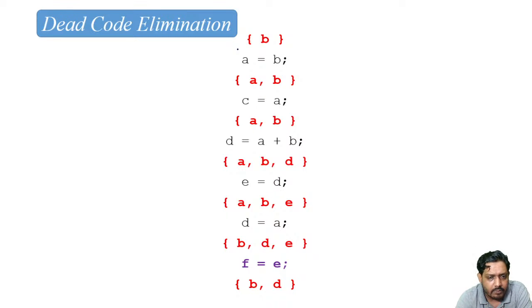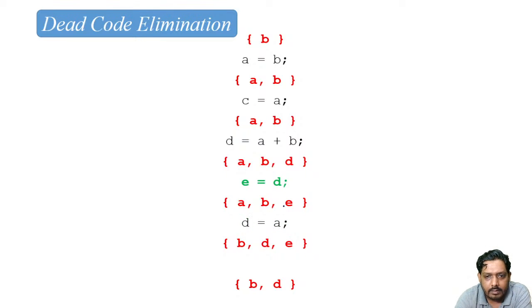Okay, so f is equal to e, this assignment, as we have assumed that after this f is not a live variable, then what we can do is simply eliminate this, because at this point in time f was not live, while at this point d is equal to a was live, d was a live variable at this point in time, so that assignment will not be affected.